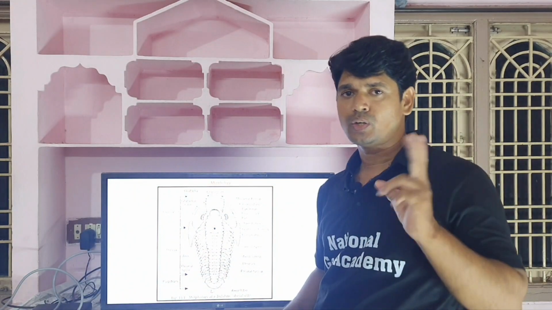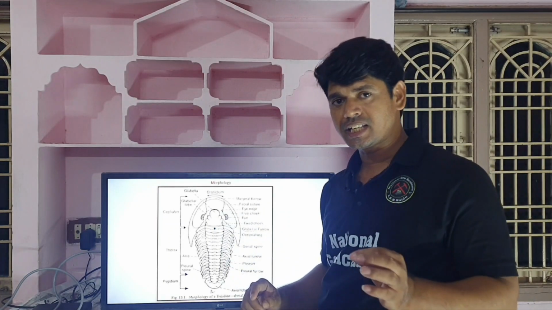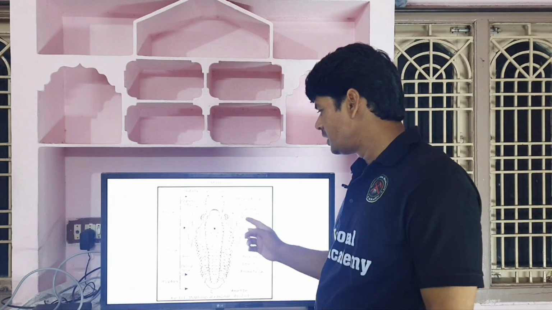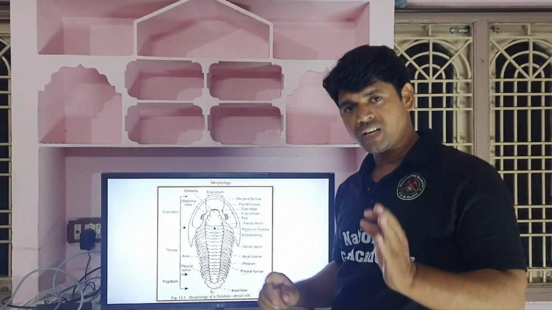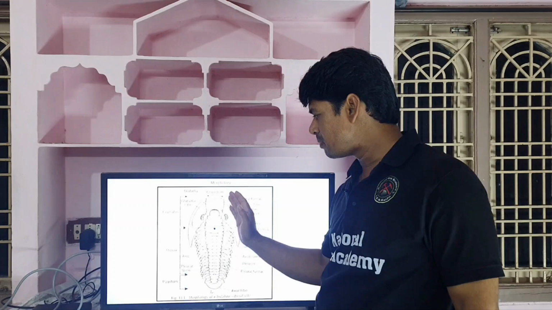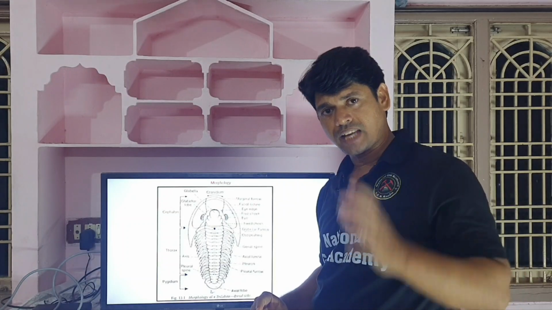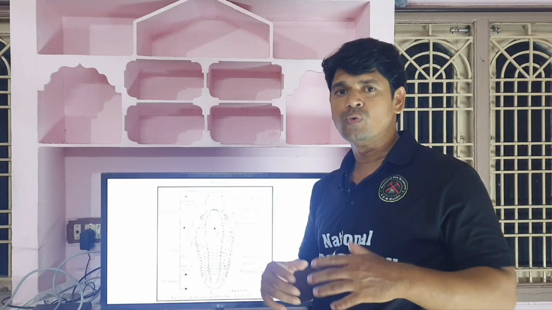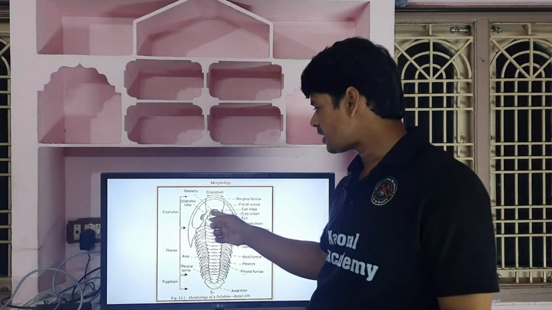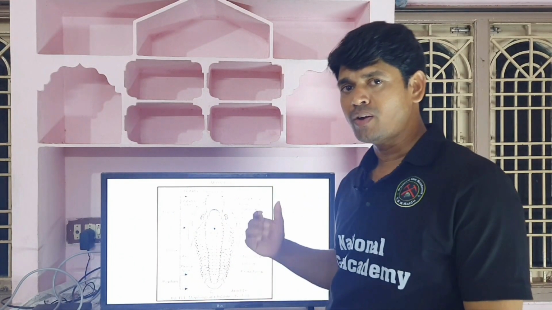Again, cheeks are of two types: the fixed cheek and the free cheek. The free cheek and fixed cheek are divided by the facial suture. The fixed cheek is stationary, while the free cheek can move. Another part is the eyes. Trilobites contain eyes also. Some trilobites do not contain eyes; we call those blind trilobites. Agnostus is the best example of a blind trilobite.